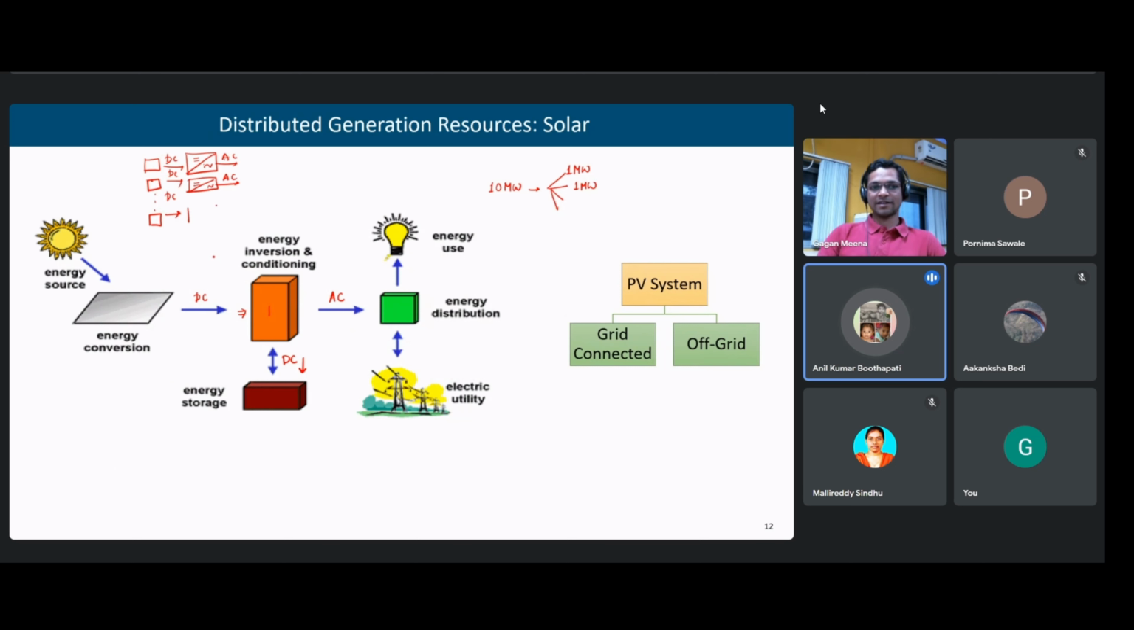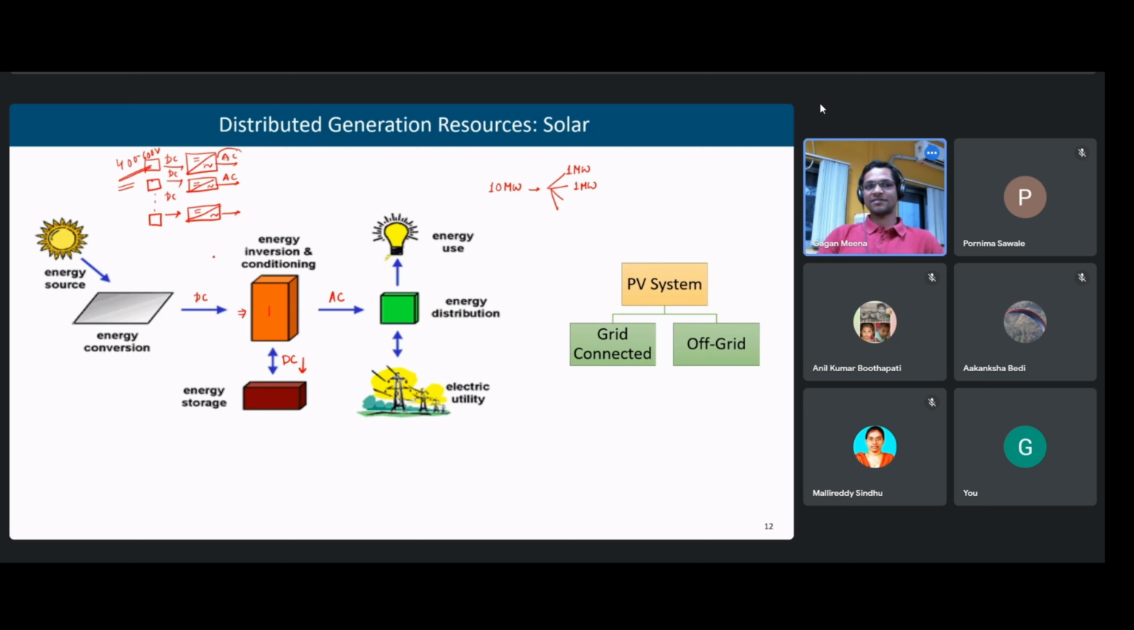Sir, at what voltage level? This is low voltage level. Around this, the DC is between 400 to 600 volts, depending upon the inverter and the converter. So it can be 400 to 600 volts.